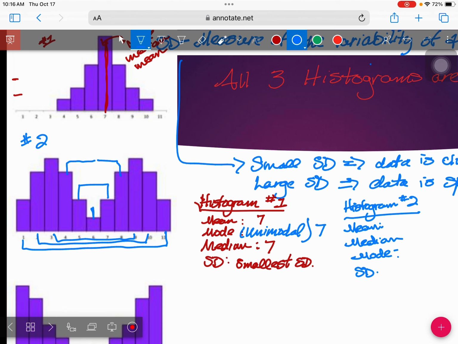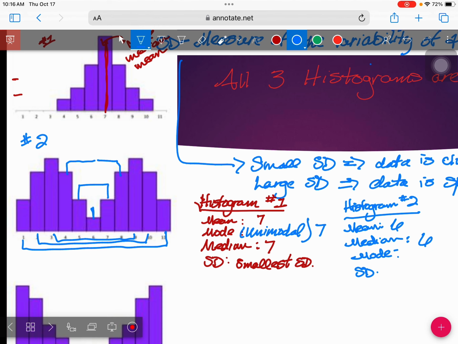It's in the middle. Okay, if it's in the middle, we definitely know it's the median, right? And remember, if it's symmetric, we said that the median and the mean were the same. So that means my mean is also 6. And I also tried to show that by grouping them together. What is my mode?